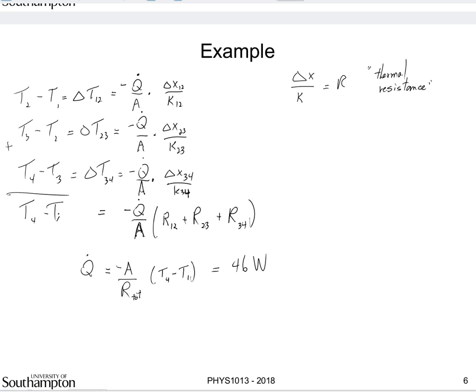I've seen a problem actually that I was thinking of maybe putting in the next problem set, where you model a bear as a sphere, like physicists like to do, and you can calculate how much heat is emitted.